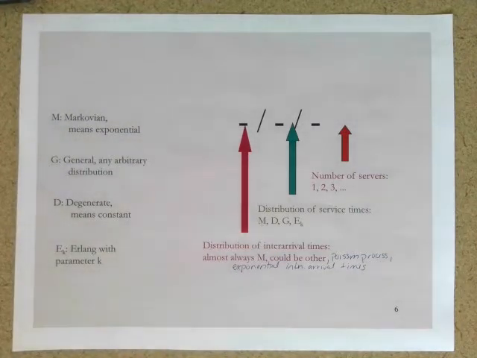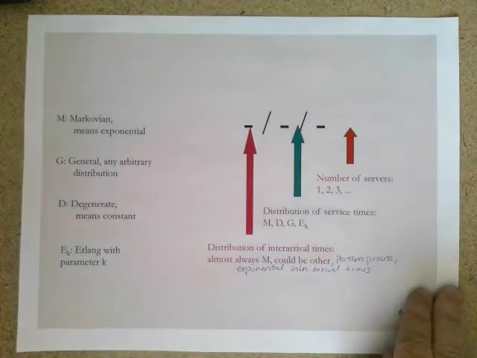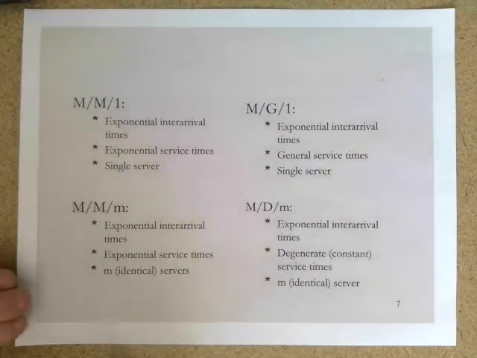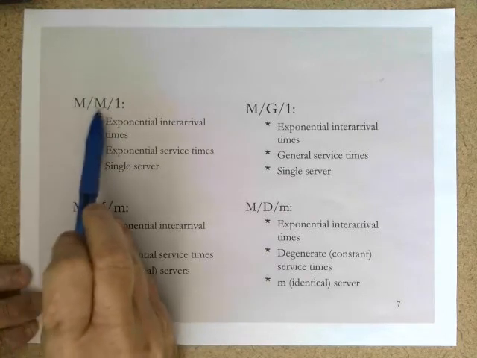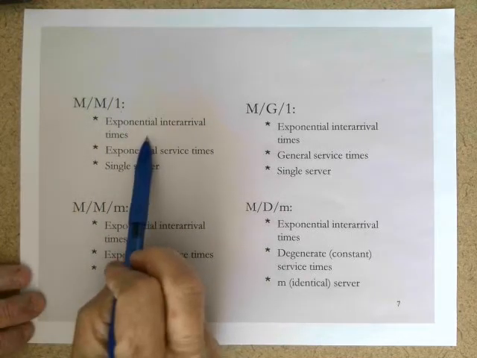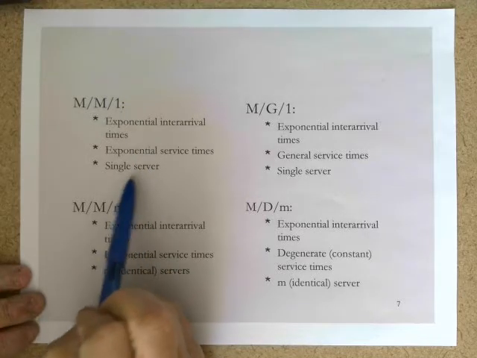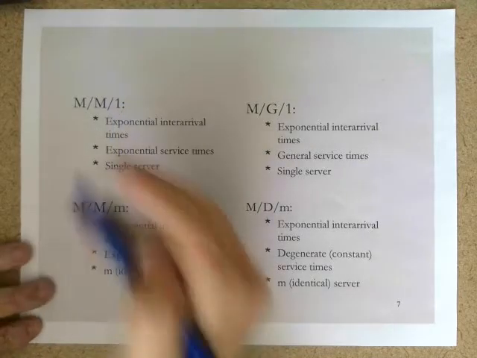So here's some examples of the ones that we'll be doing in this course, and actually one that we won't be doing. I'm going to be doing just M in this course. So that's what that'll look like. So an MM1 means we have exponential inter-arrival times, exponential service times, and a single server. So that's what this one is here.